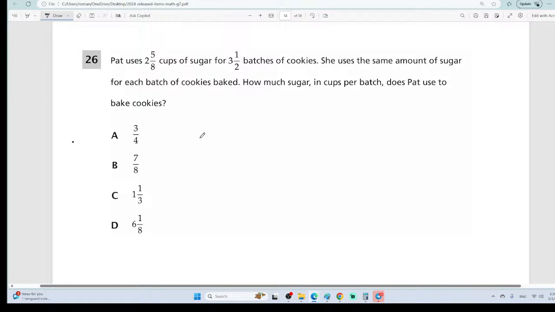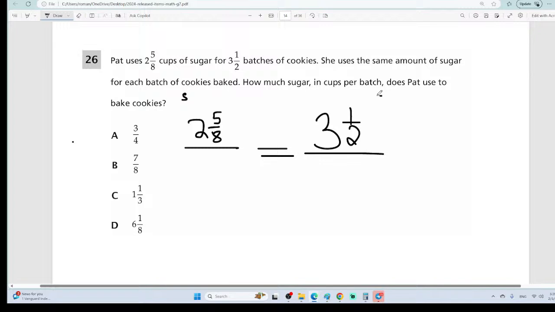So we're going to create a proportion. The proportion is going to say that 2 and 5/8 sugar. We can actually make just a little s here, so that it says sugar. And it's going to be 3 and 1/2 batches of, let's say, cookies, C. And then the question, that's what's important: how much sugar in cups per batch does Pat use to bake cookies?